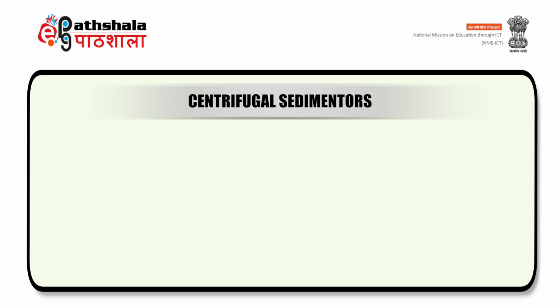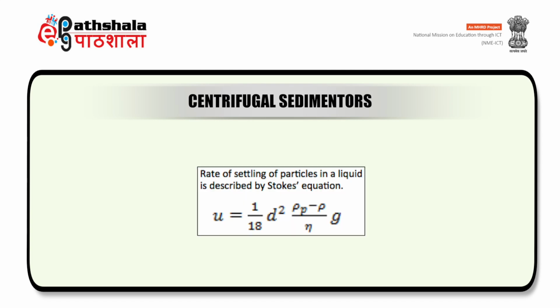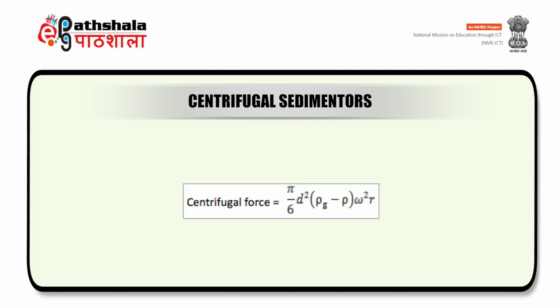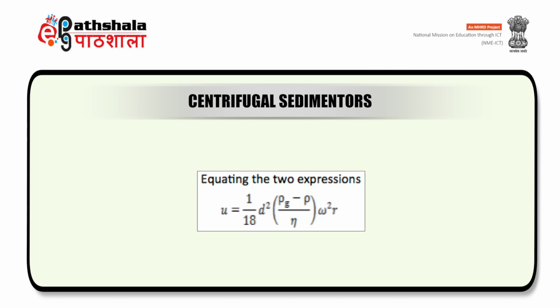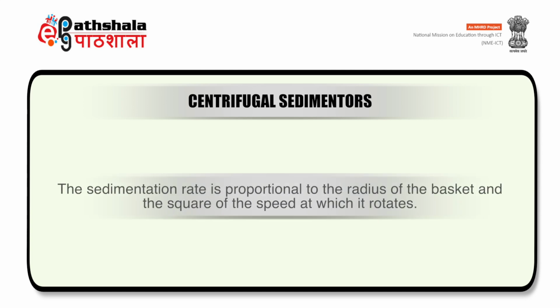Now, centrifugal sedimentors. Rate of settling of particles in a liquid is described by Stokes equation as shown on the screen. In the centrifuge, the gravitational force causing separation is replaced by a centrifugal force. So, the equation now becomes as shown on your screen. Equating the two expressions, we will get rate of settling of particle as a function of radius and speed of basket as again shown on the screen. Thus, we can conclude that the sedimentation rate is proportional to the radius of the basket and the square of the speed at which it rotates.